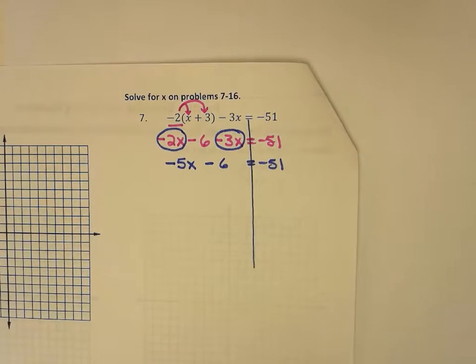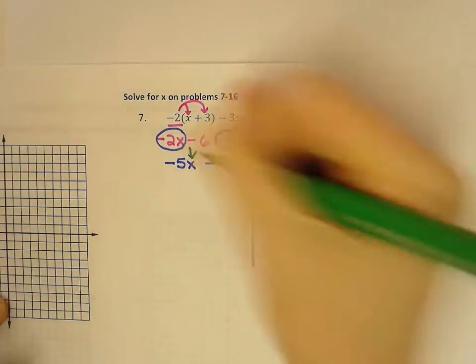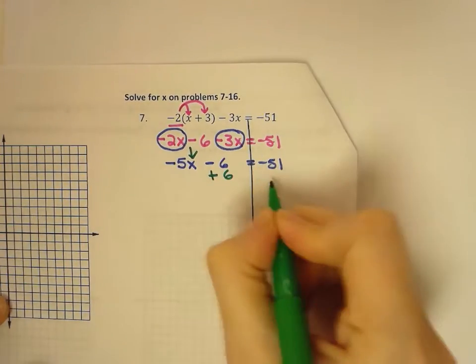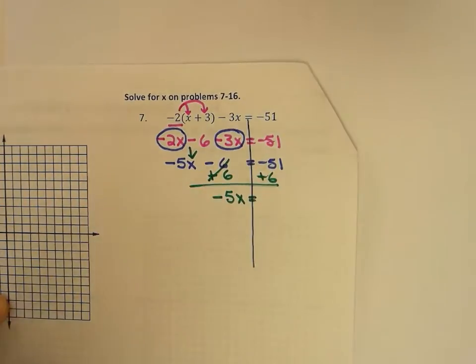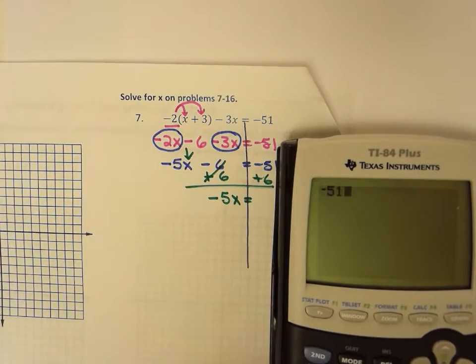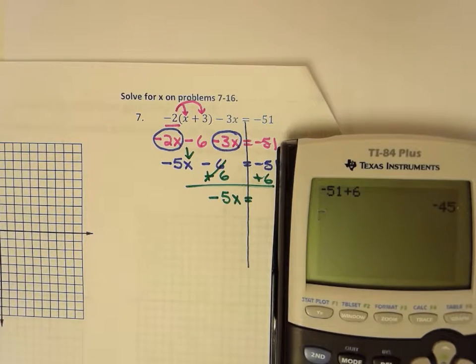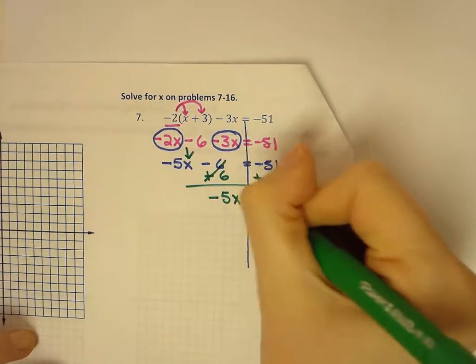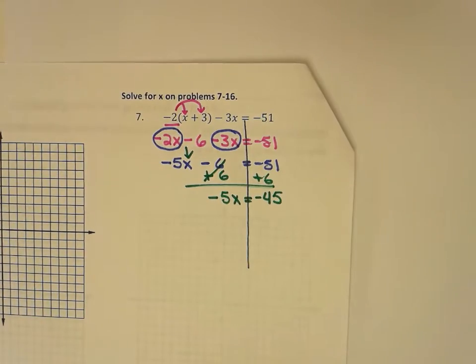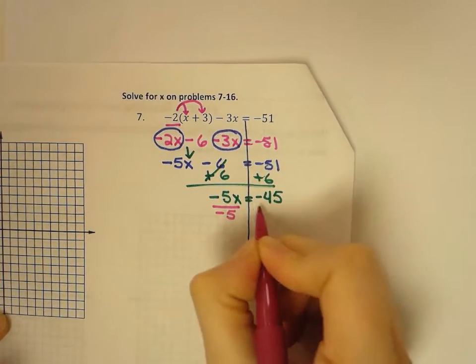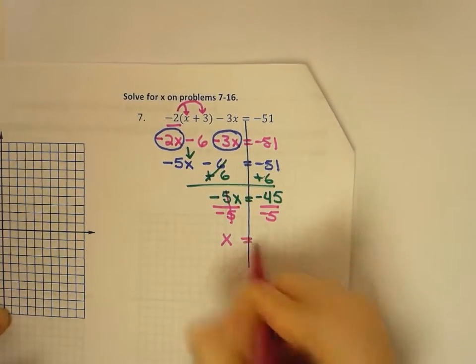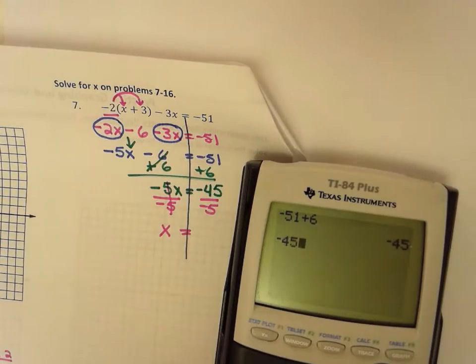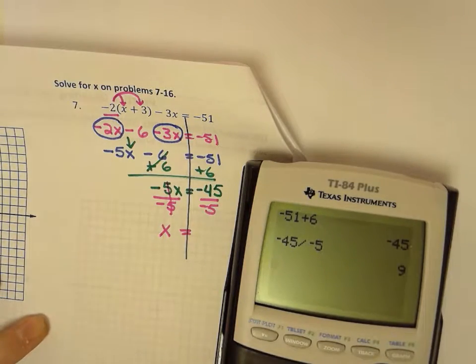Now once you've distributed and combined like terms, this one is now just a two-step equation. I'm going to move the friend by doing the opposite sign to each side of that equal sign. That gives me -5x is equal to -51 plus 6, which is -45. So in the last step to finish getting the x by itself, we need to divide both sides by the number attached to the x. Make sure that you take that negative sign with it. Double negatives over here make this positive 1x, and when I do -45 divided by -5, that is positive 9.